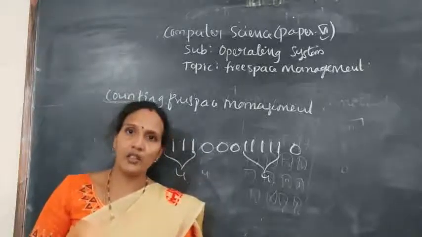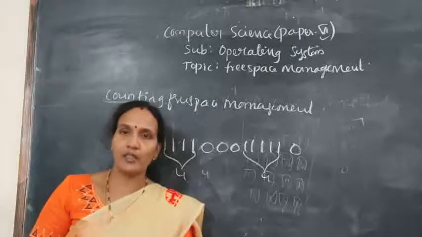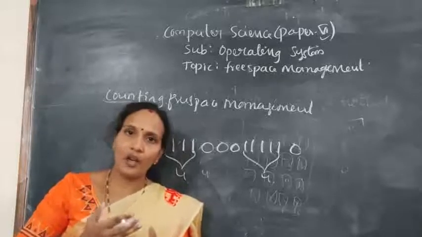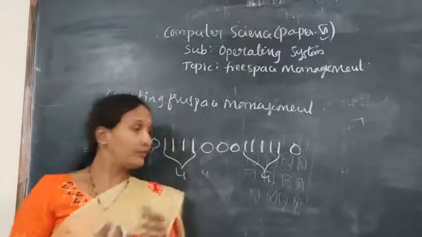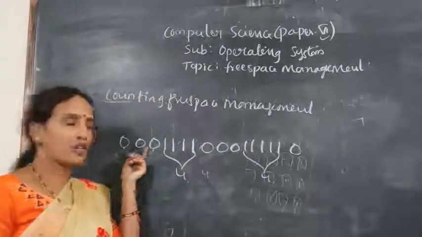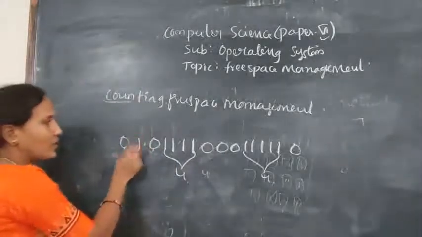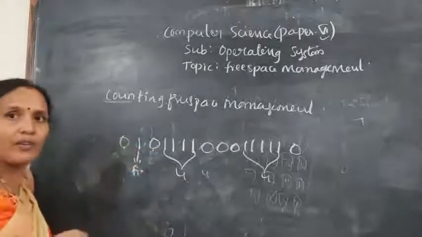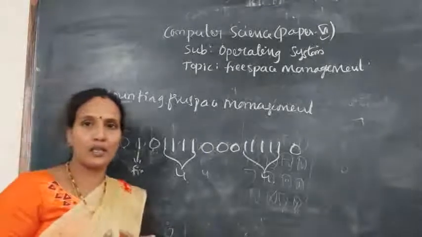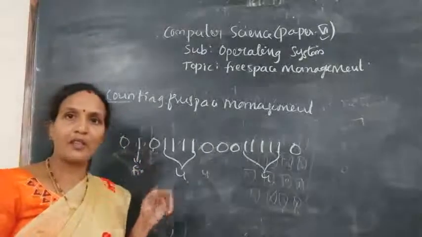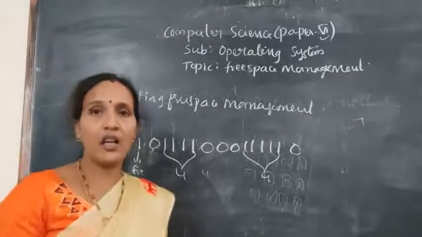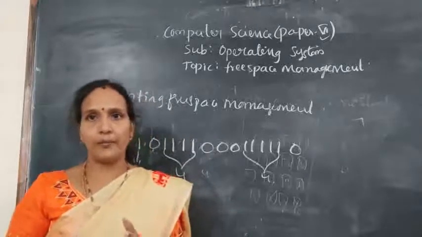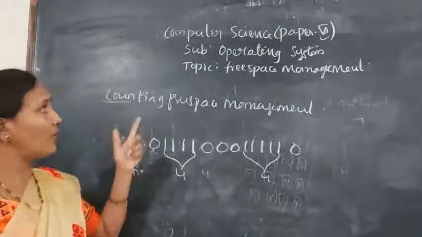So when the system is using a contiguous memory allocation method, then what happens? It needs a set of blocks, and those blocks should be contiguous. So here already these 3 blocks are allocated contiguously. Here it is free, but it is only a single block. When a file is requesting a number of blocks, this 1 block is not enough, and the system is using a contiguous memory allocation method, then it will search for contiguous memory blocks which are free. Okay, so that is the counting free space management.